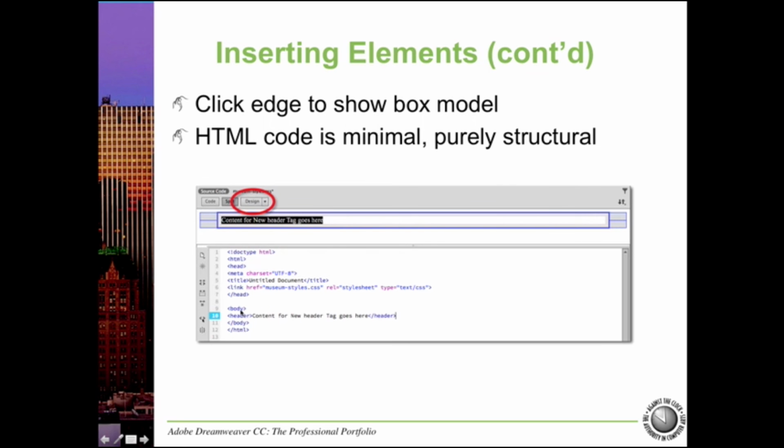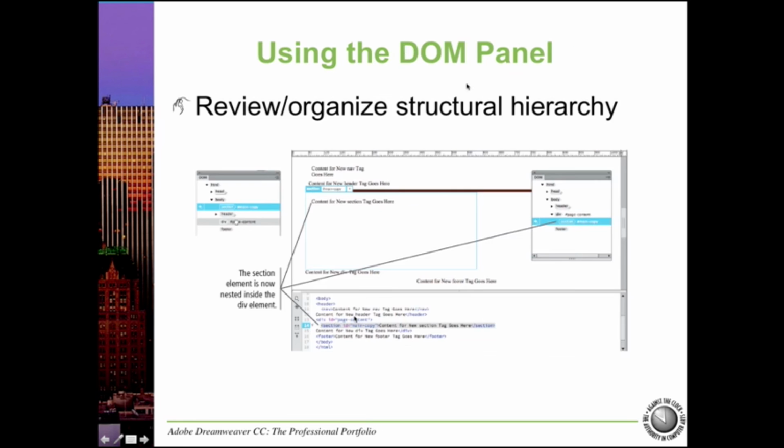So we've got the header is inside the body tag, and then the text here is the content, which is just the placeholder text right here. At the DOM panel, where you can look at the structure and the hierarchy of where everything is. Elements appear in the same order as they are viewed in the document window and also the code pane. And the nested elements will appear indented, as they are here, from the parent elements.